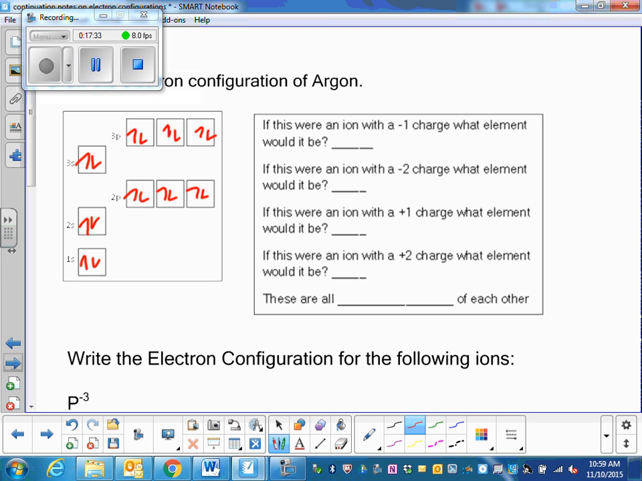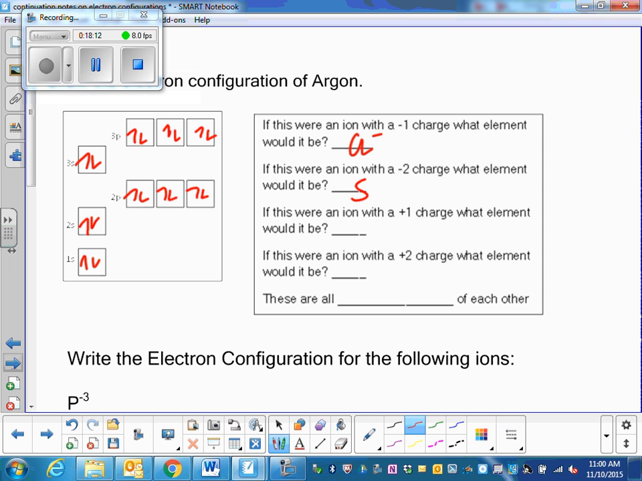Which is the element that can gain 2 electrons and be isoelectronic with argon? Sulfur. Which is the element that can lose an electron and be isoelectronic with argon? Which is the element that is isoelectronic by losing 2 electrons? Calcium. They all have 18 electrons. They are different elements because of the number of protons, but they are isoelectronic because they have the same number of electrons. All right? So Cl minus would be the element.